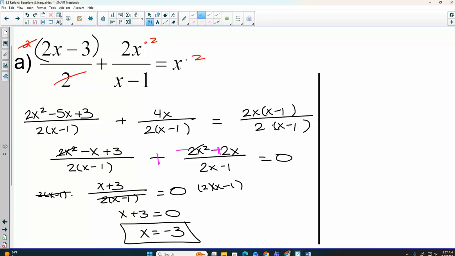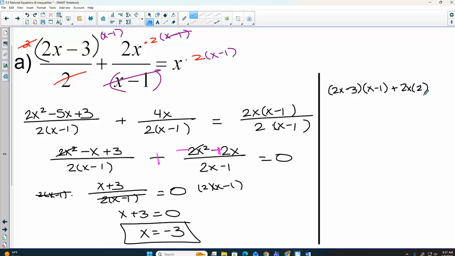Then that cancels out. Are all my fractions gone yet? No, we still have, this one has x minus 1. So now I need to take everything times x minus 1. Each term gets it. In this term, they cancel out. What you're left with at this point is 2x minus 3 times x minus 1 plus 2x times 2 equals, I'm going to run out of space, 2 times x minus 1.